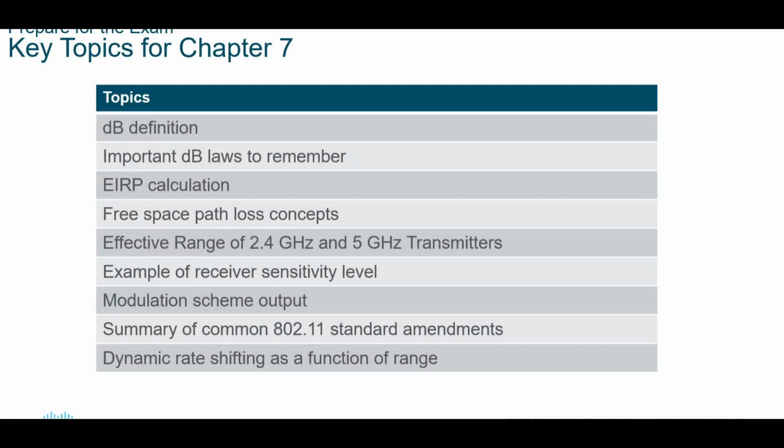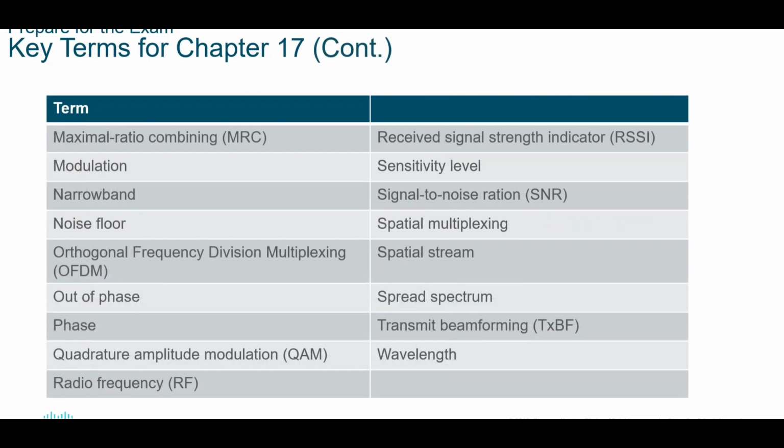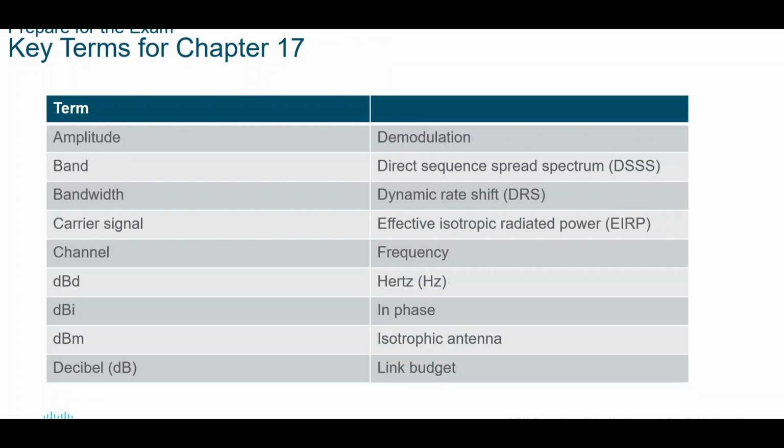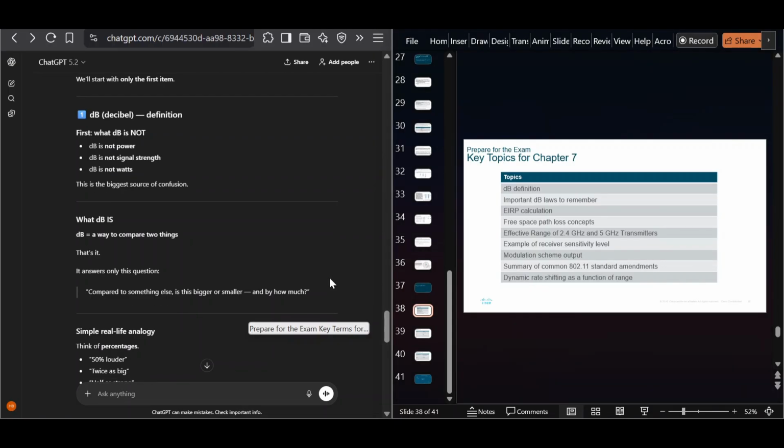Okay, so these are the main topics that the slides talk about: amplitude, band, carrier signal, dBd, dBi. So let's go one by one through what they mean. The first one is dB, decibel.